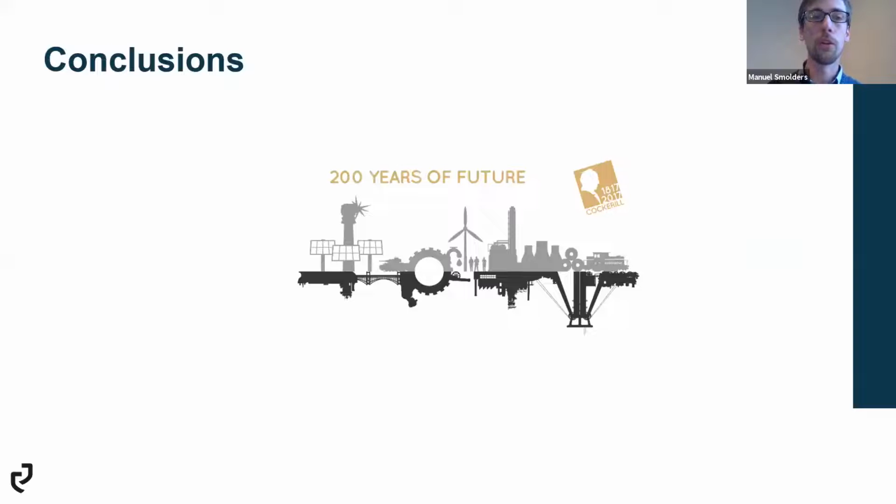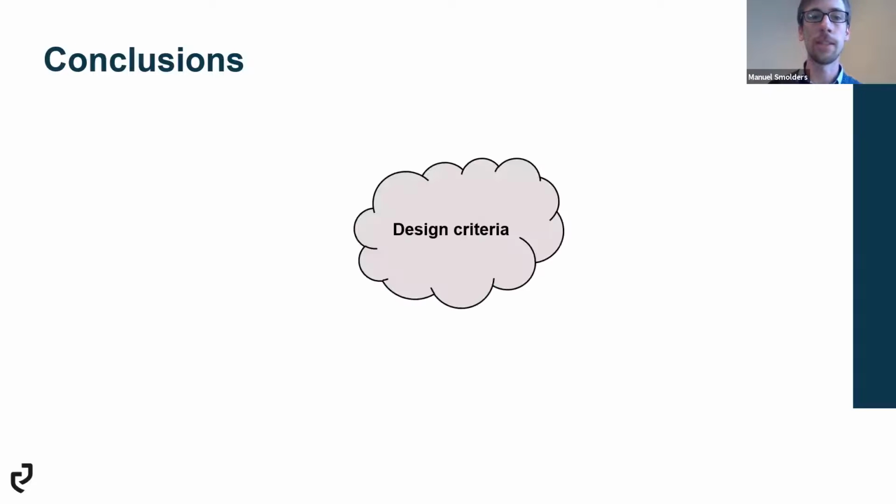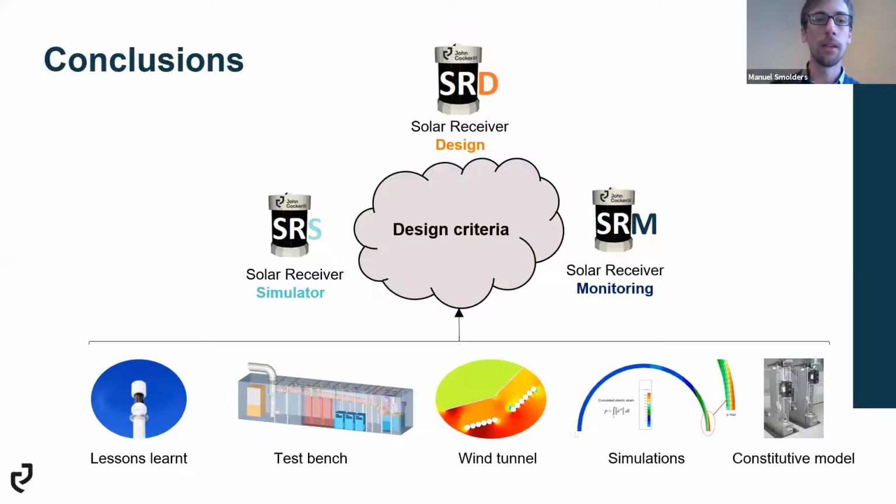So, in conclusion, based on 200 years of experience and to deal with a lot of challenges, John Cockerill has defined key parameters and design criteria. And they have been implemented in our software to take care of the solar receiver during proposal, project, and operation. And we actually feed our model and perform day-to-day improvement to our design criteria thanks to the lessons learned, test results, simulation, etc. Thank you very much for your attention. Don't hesitate if you have any questions.